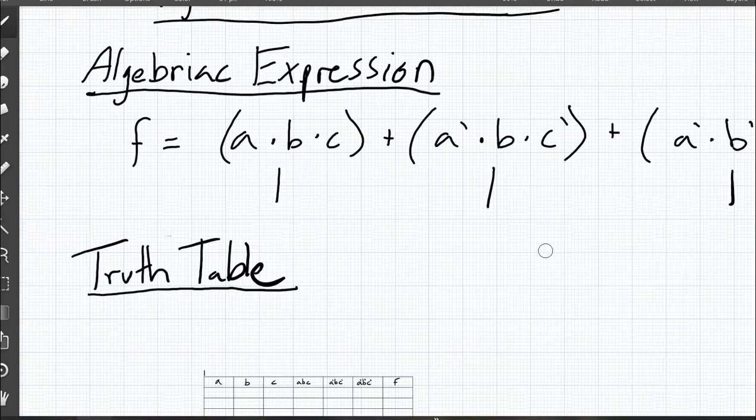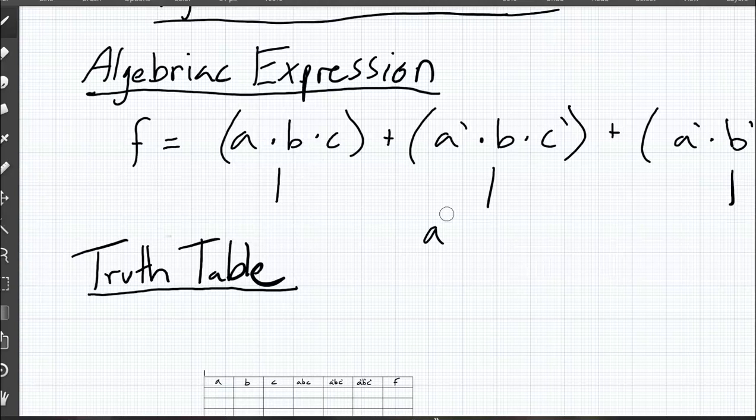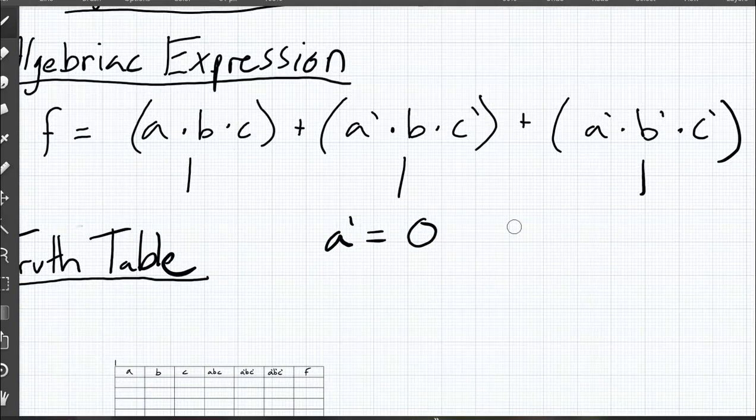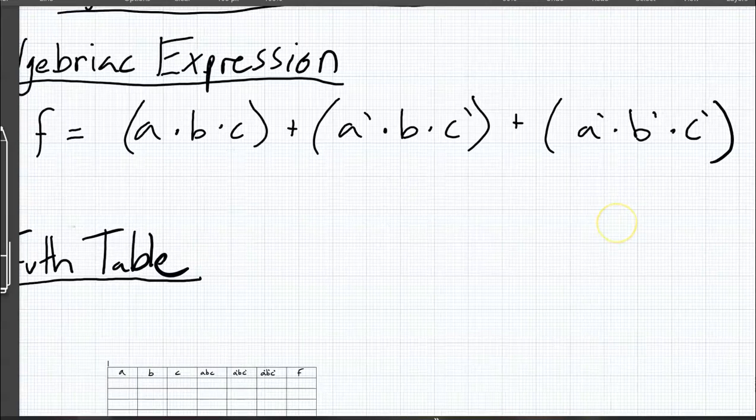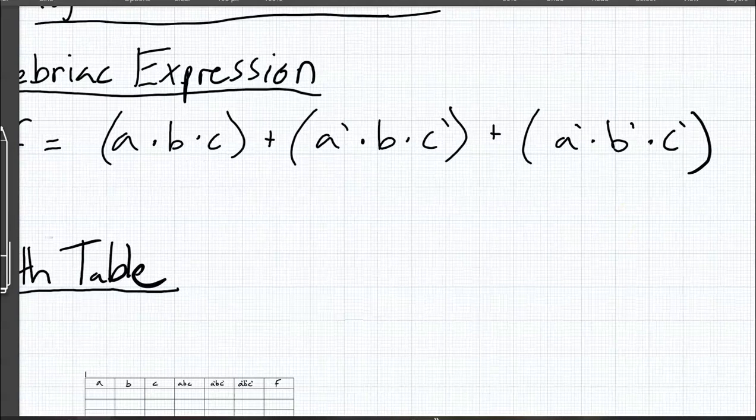And A prime, when A equals 0, A prime equals 1. So when A equals 0, with the prime, it's going to be equal to 1. So converting this algebraic expression to the truth table, you'll be able to see that in a better visual representation.